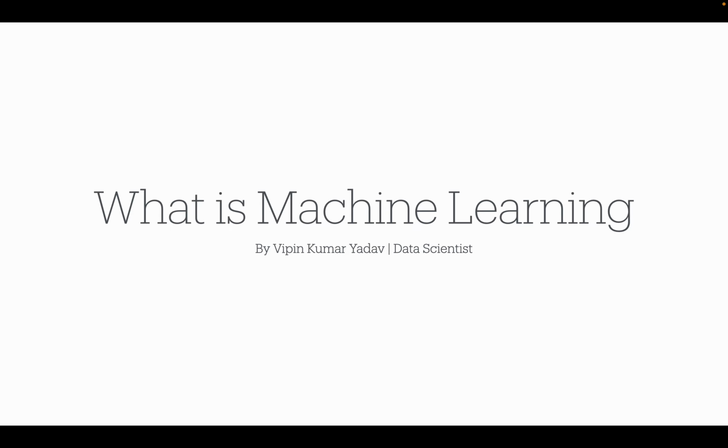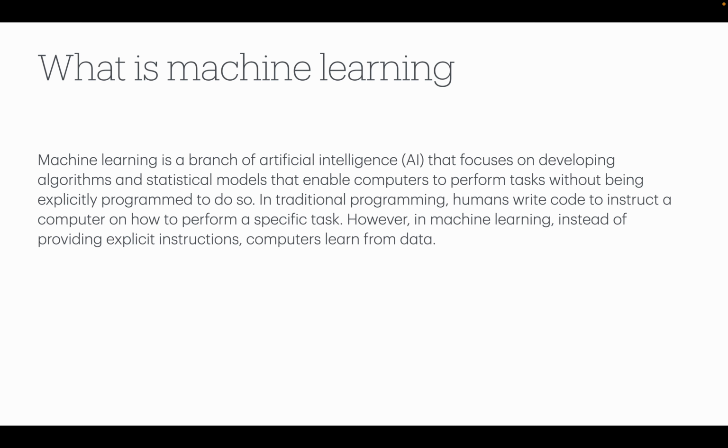Okay, so to start with that, let's first understand the definition of machine learning. Machine learning is a branch of artificial intelligence that focuses on developing algorithms and statistical models that enable computers to perform tasks without being explicitly programmed to do so. In traditional programming, humans write code to instruct a computer on how to perform a specific task. However, in machine learning, instead of providing explicit instructions, computers learn from data.